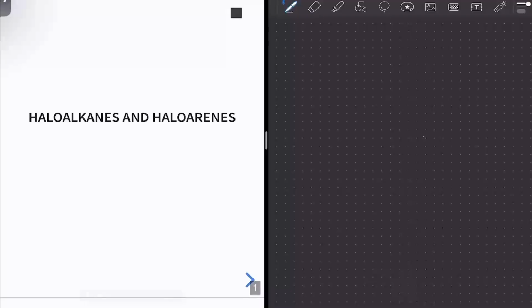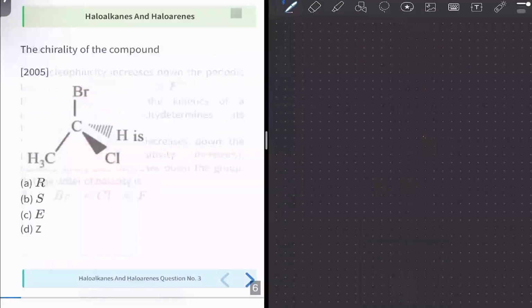So, we'll be dealing with part two of Halogens and Haloarenes previous year question discussion. In part one, we had covered till question number 15. So, we'll be looking forward, starting from question number 16. Okay, so let's start with question number 16.